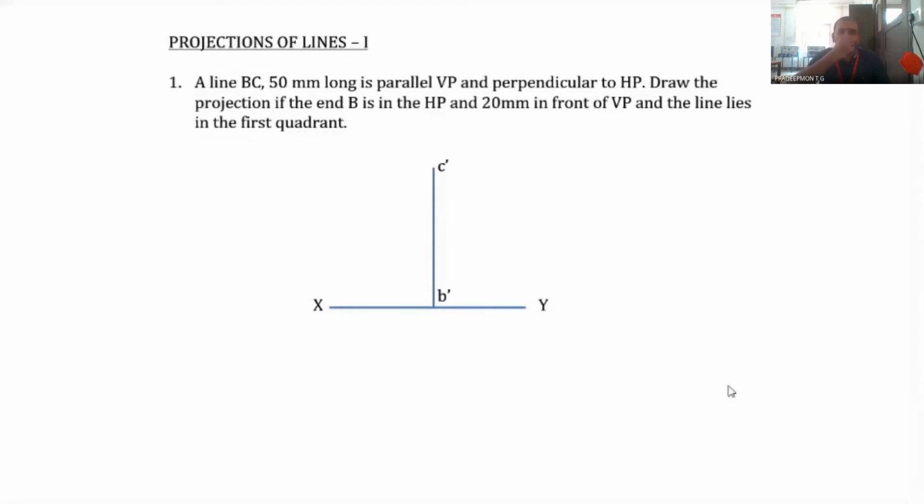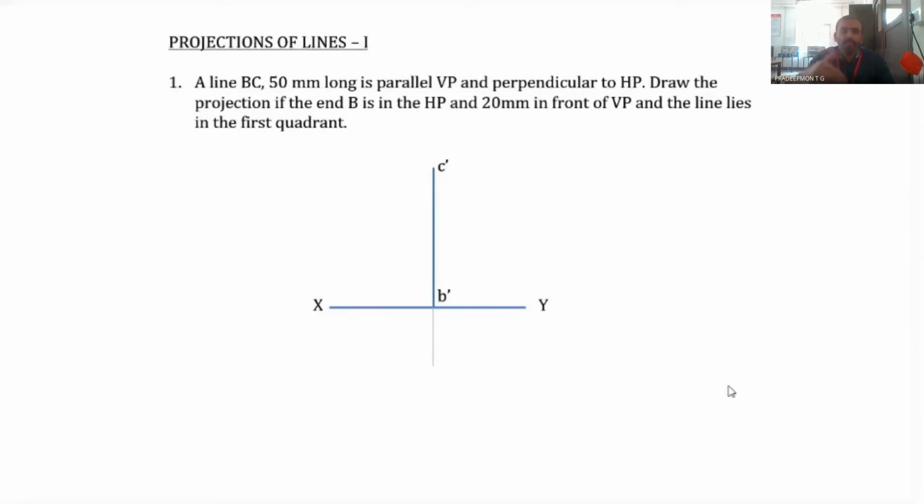And in this case, the end B is in HP, so the front view of B should be on the XY line. That is why B dash starts at the XY line. Then B dash C dash is 50 millimeter long. Then in order to represent the top view, we draw the projector line to the bottom of the XY line.